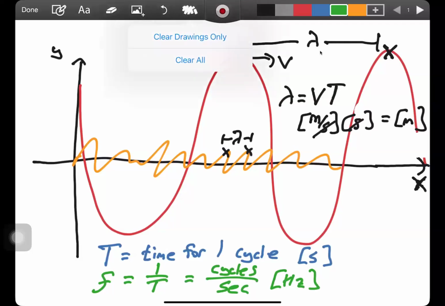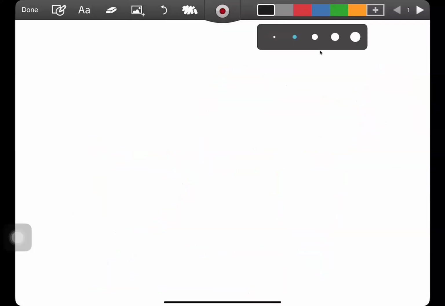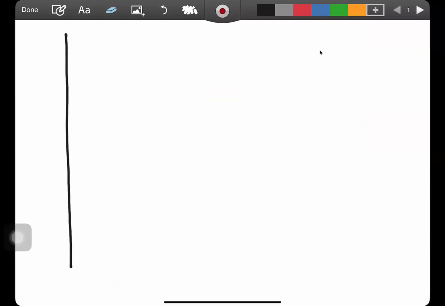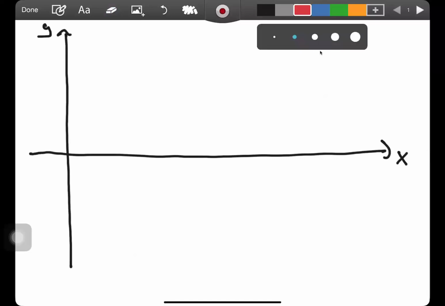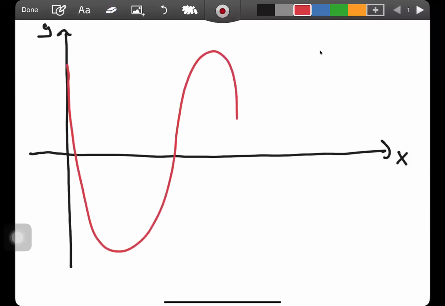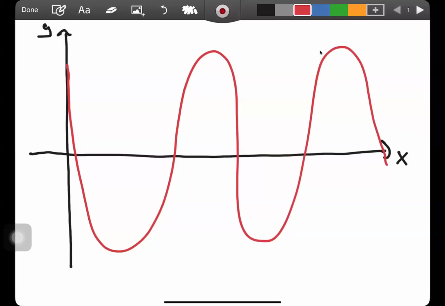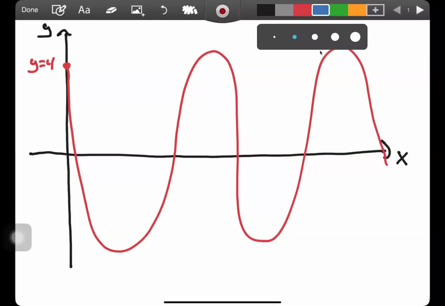So now that we've got the anatomy of the wave, I want to show you how, if you have two waves, they can be added by superposition. You take wave 1 and you add its amplitudes to the amplitudes of wave 2. So I'm going to do my X and Y again, and I'm going to have a wave. And so let's say that right here, Y equals 4. So what I'm going to do now is I'm going to introduce another wave.